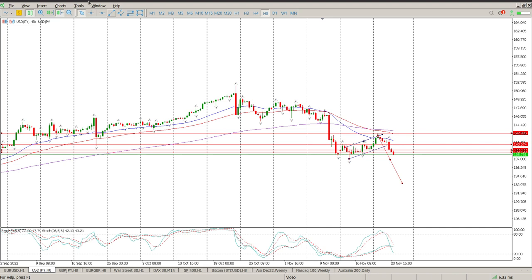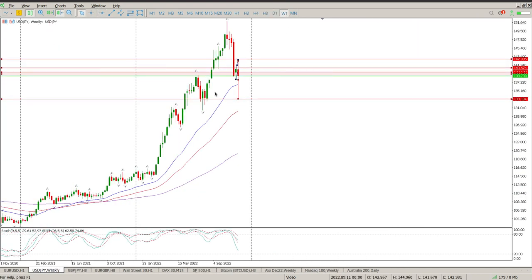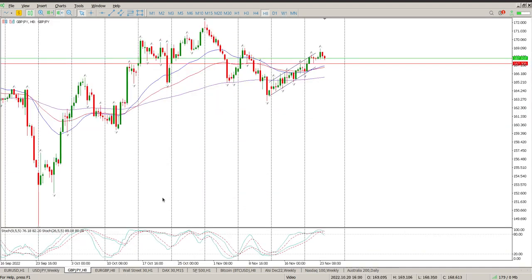There. And we are looking for 133.082. And you can see that was the previous bit of chaos that we had on the charts. Anyway, that's the dollar, looking really interesting. I think dollar weakness setting in quite nicely.